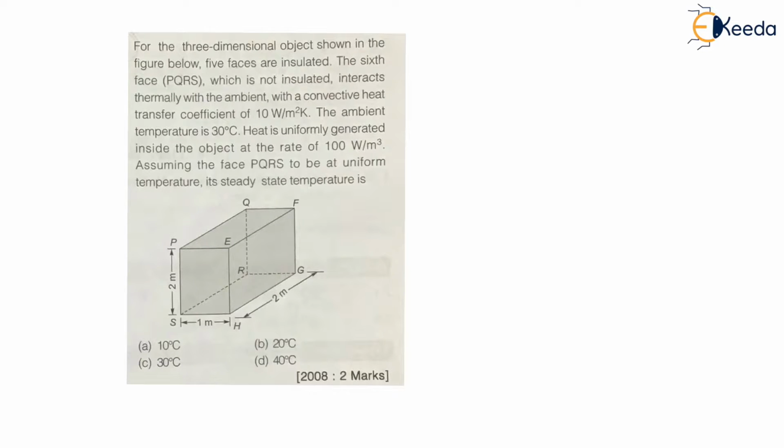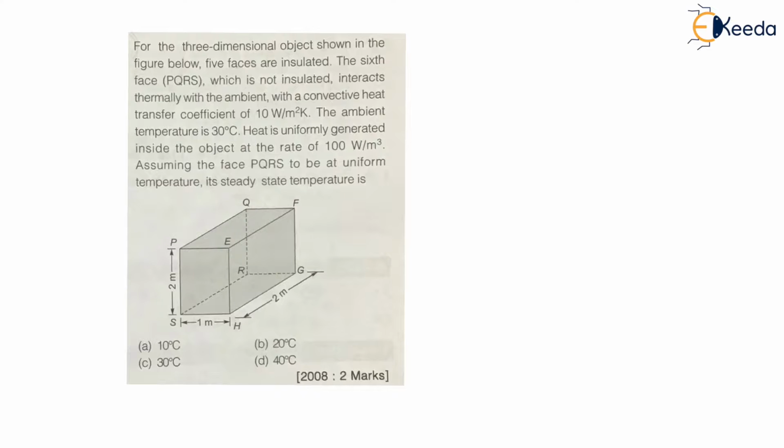The question is, for a three-dimensional object shown in the figure below, 5 faces are insulated. Now here a three-dimensional object is shown, right? You can see the thickness is 1, length is 2, and height is 2 meter. Now 5 faces are insulated, which means one face is not insulated. The sixth face PQRS is not insulated. Now let us mention here PQRS.